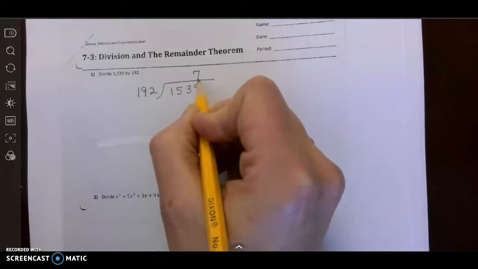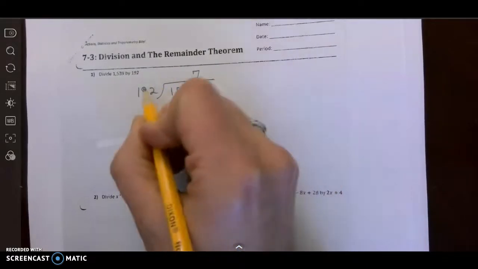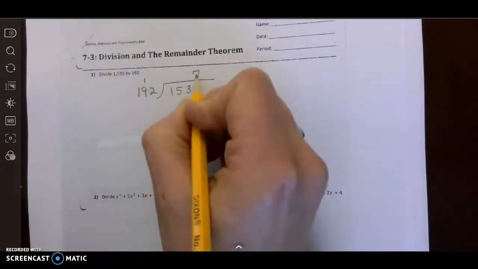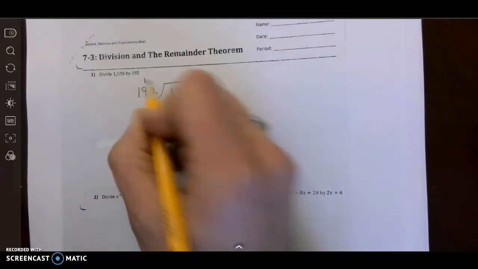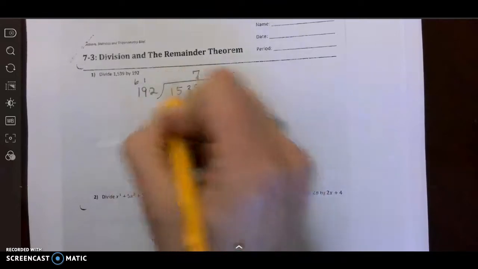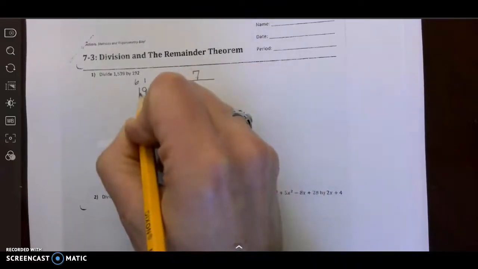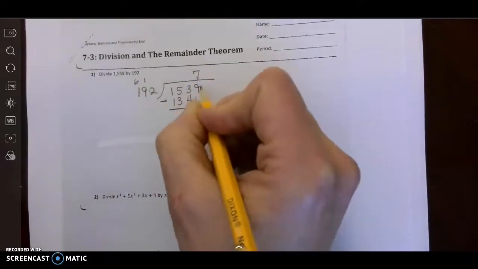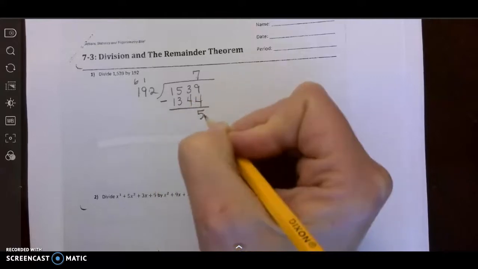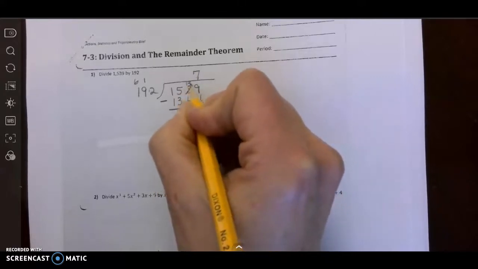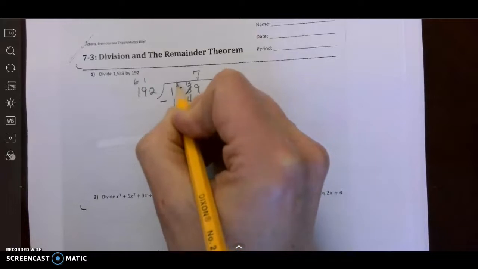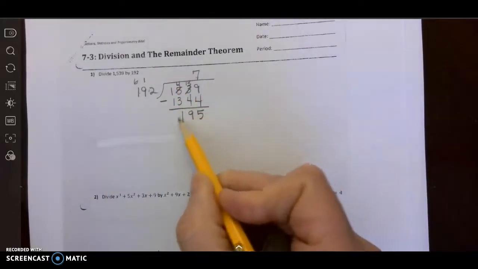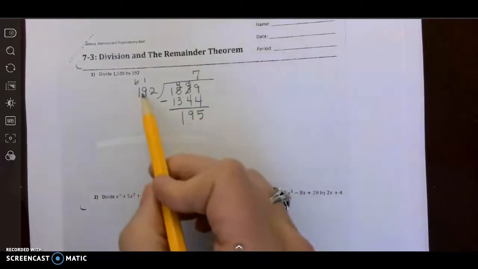Once I pick the 7, I now have to take the 7 and multiply it by everything here. 7 times 2 is 14, carry the 1. 7 times 9 is 63, plus 1 is 64. 7 times 1 is 7, plus 6 is 13. Then I subtract. 9 minus 4 is 5. 13 minus 4 is 9. 195. This doesn't work because I can never get a remainder that's bigger than this.